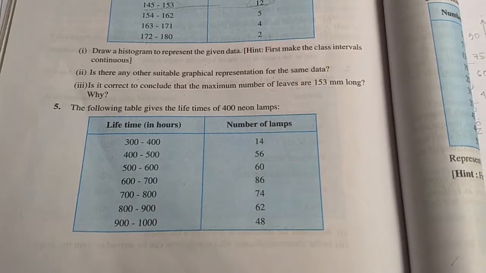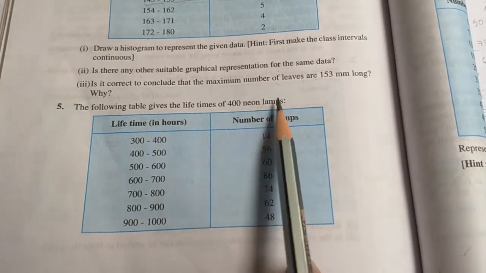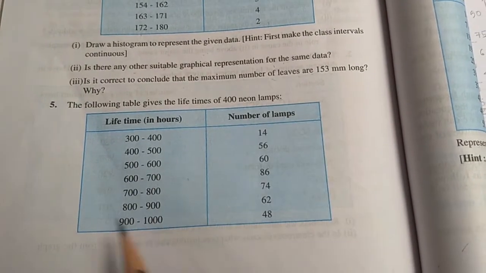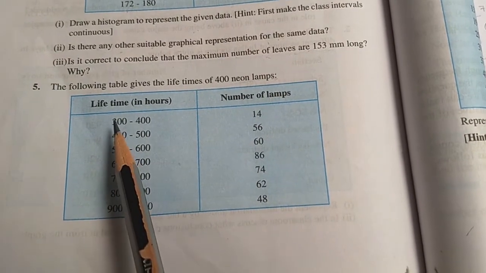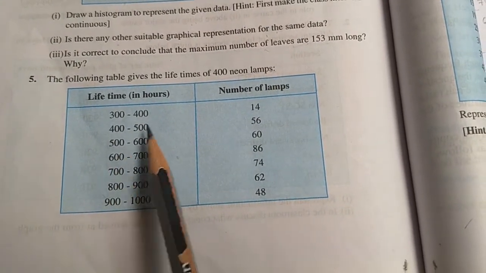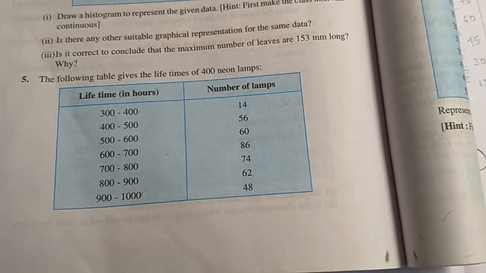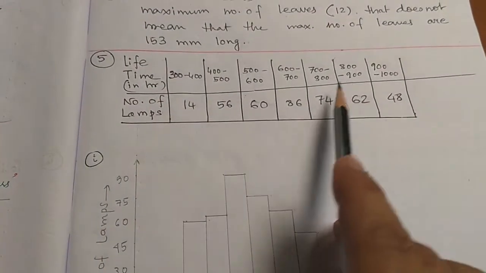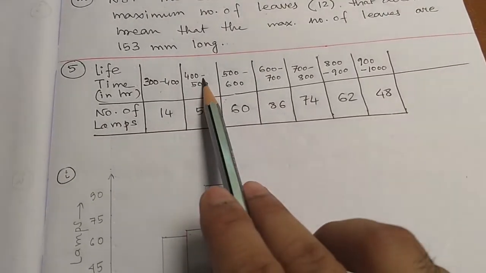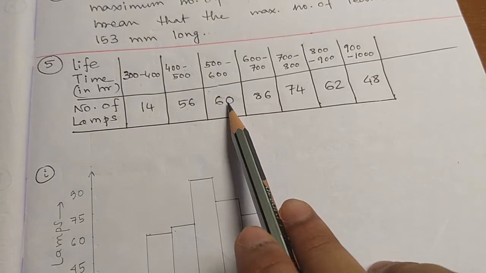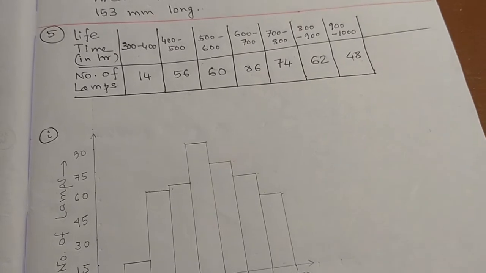Okay, the fifth question is, the following table gives the lifetimes of 400 neon lamps. You can see there, this question I discussed in the live class also. You can see the lifetime of the bulbs given here, 300 to 400, 400 to 500 up to 1000, and the number of lamps is given. We have to represent this data in a histogram. So I already made the table here, lifetime and number of lamps. You can see 300 to 400 is 14, 400 to 500 is 56, 500 to 600 is 60, like this up to 900 to 1000 is 48. So the rule is the same.